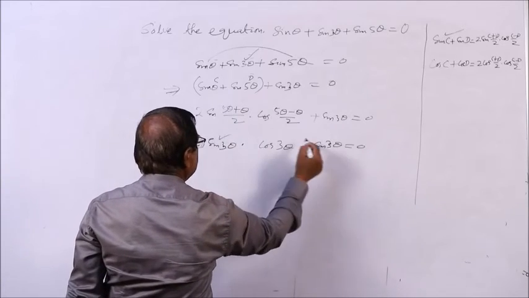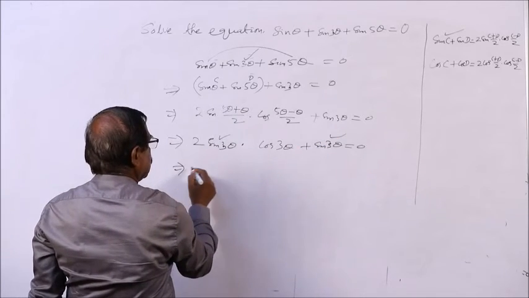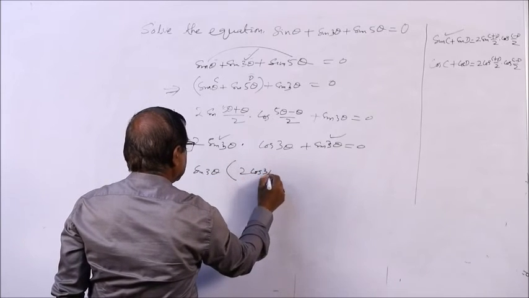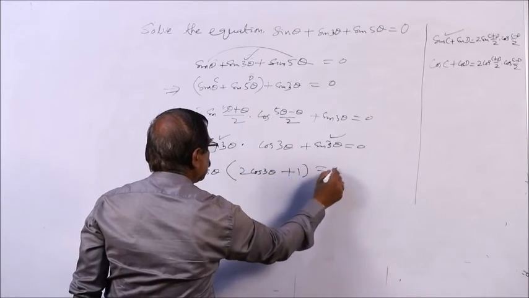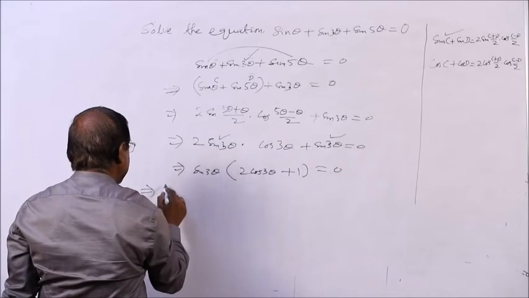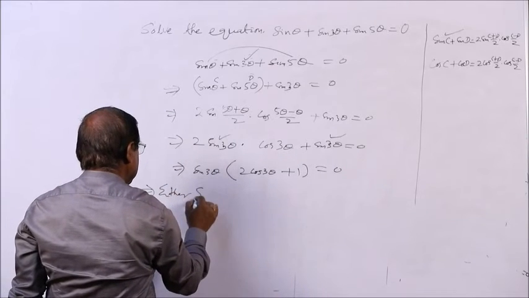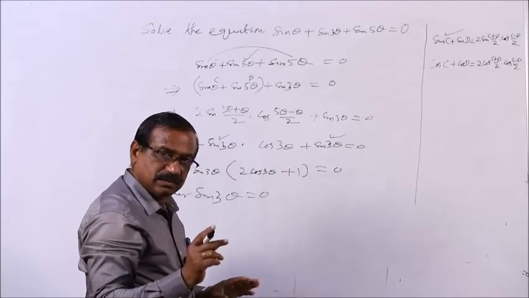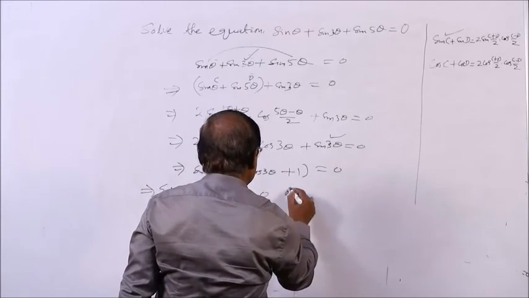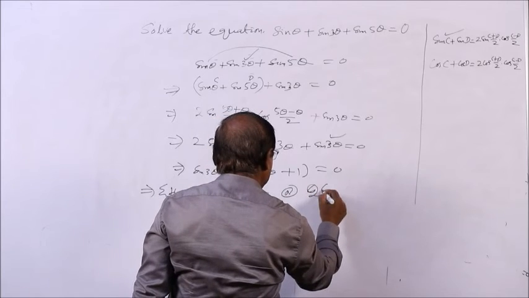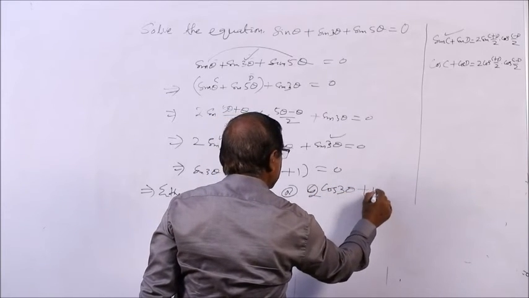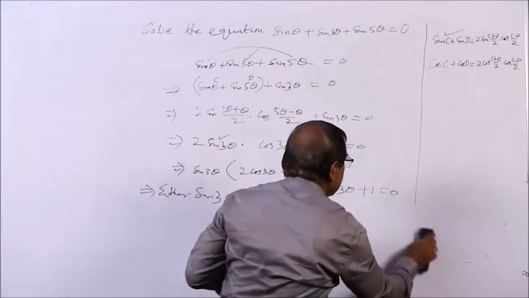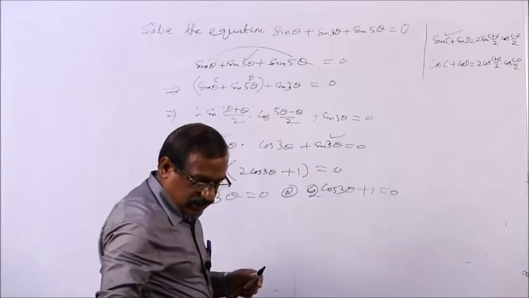So, I can take sin 3 theta common: sin 3 theta into (2 cos 3 theta plus 1) is 0. So, that implies either sin 3 theta is 0 or 2 cos 3 theta plus 1 is 0. You see here, I am just clarifying for you, please.